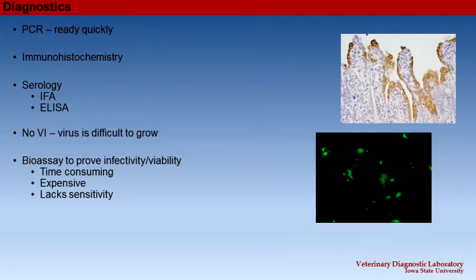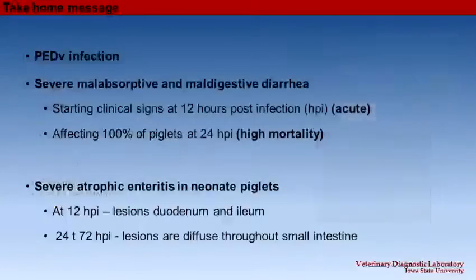And bioassays, that was probably one of the common tools that we used at the beginning. We get infectious material, we put it back in pig, and if the pig reproduces a clinical sign, that was our confirmation of the disease. Now we have other tools to make the diagnosis.